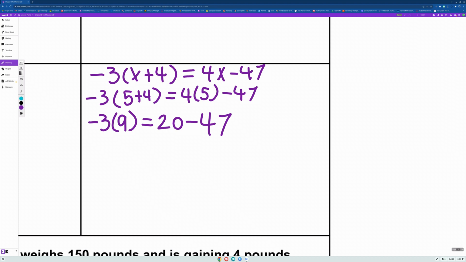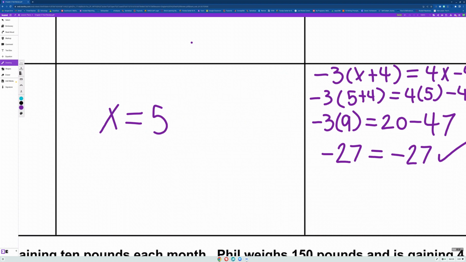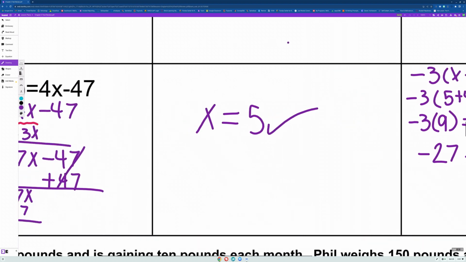Okay. So now simplifying my left side, negative 3 times 9 is negative 27. And 20 minus 47 is negative 27. So if negative 27 is equal to negative 27, then x equals 5 is the correct answer.